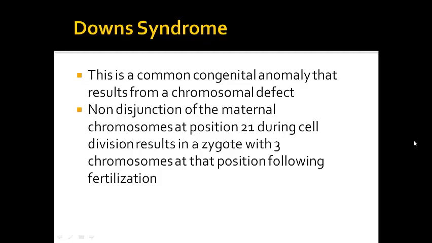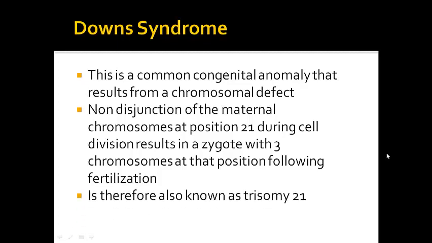And then during cell division, obviously we said at one point the chromosomes need to separate from each other. So what happens here is that the chromosomes at position 21 do not separate during cell division. So this results in a zygote with 3 chromosomes at position 21, which are the 2 chromosomes that didn't separate from the mother, in addition to the 3rd chromosome at position 21 from the sperm. Okay? And this obviously happens after fertilization. And therefore, it is known as trisomy 21, meaning that there are 3 chromosomes at position 21.